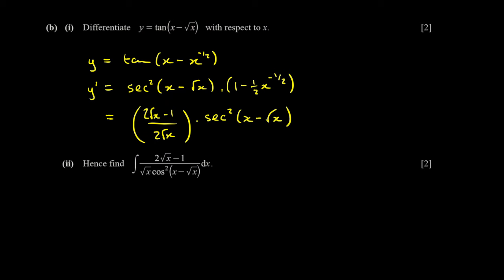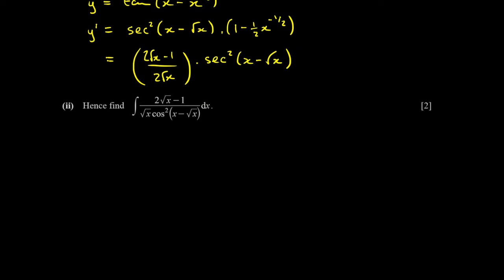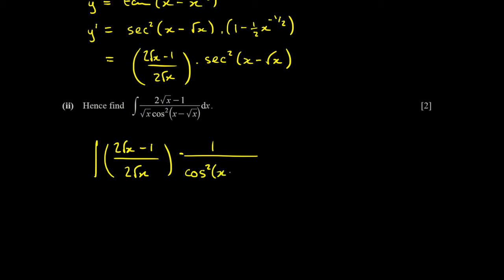So in other words, what I strongly encourage you all to do in these questions is take the function you got for your dy dx and then write that as an integral and then set it equal to the function you started with. So that's exactly what I'm going to do. I'm going to say the integral of 2 root x minus 1 over 2 root x times sec squared x minus root x. Well, what is sec squared? It's just 1 over cos squared, isn't it? So I'm going to write that like that, 1 over cos squared x minus root x dx. That's got to be equal to tan x minus root x plus c, right?